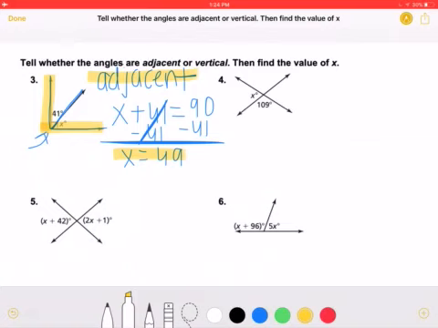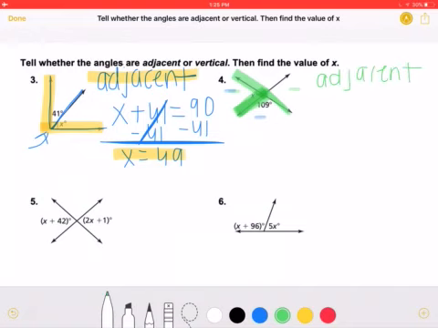Let's look at number 4. Now 4 might be a little tricky. Take a look at your X degree angle. This is my X angle. And then this is my 109 degree angle. Guys, they're not going across from each other. They're actually right next to each other. So this is another pair of adjacent angles.